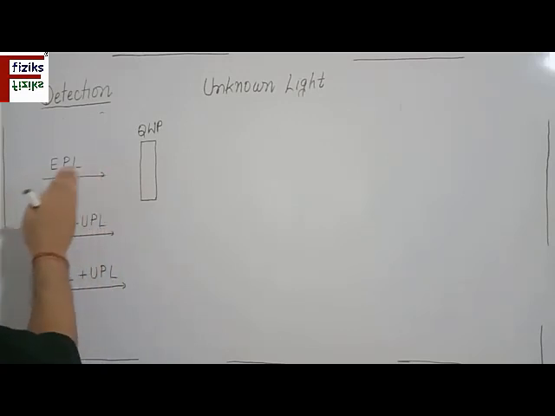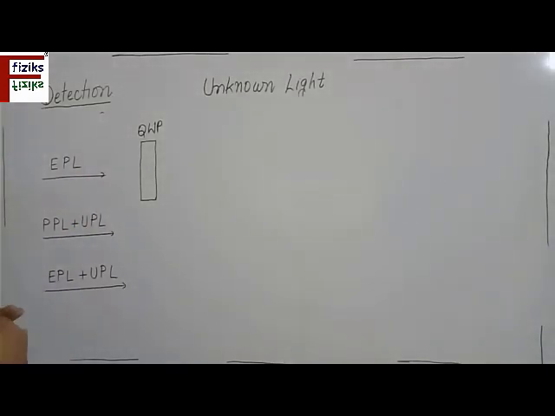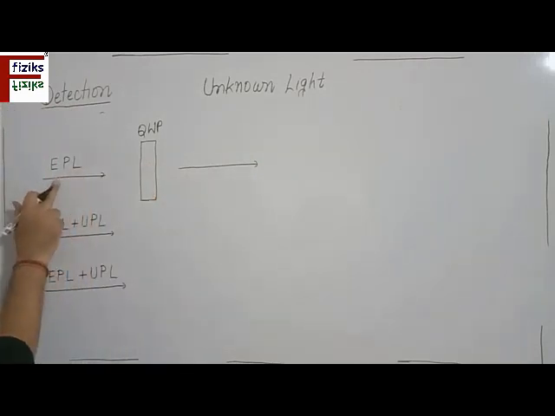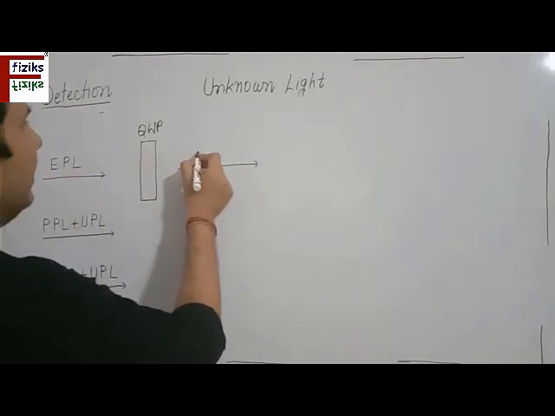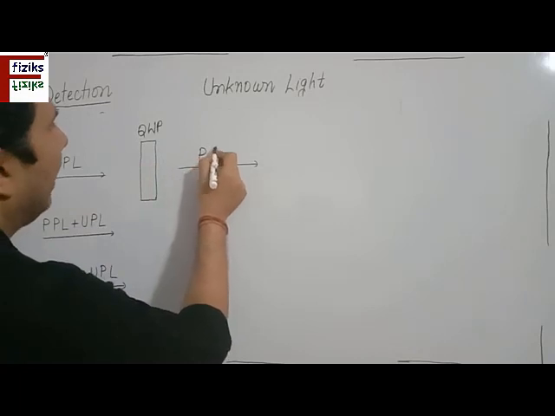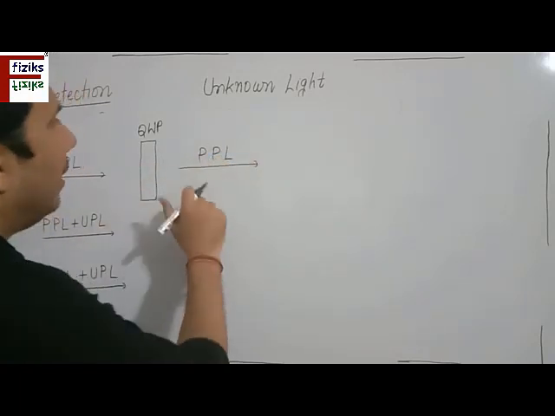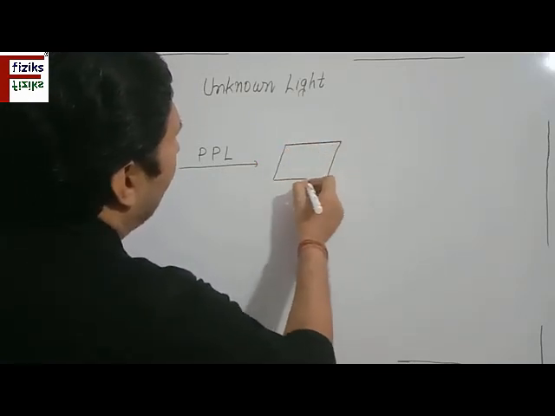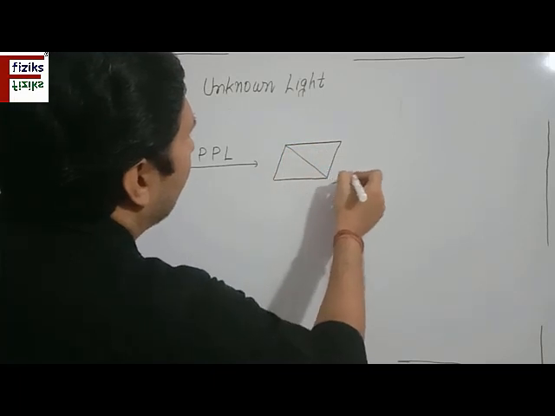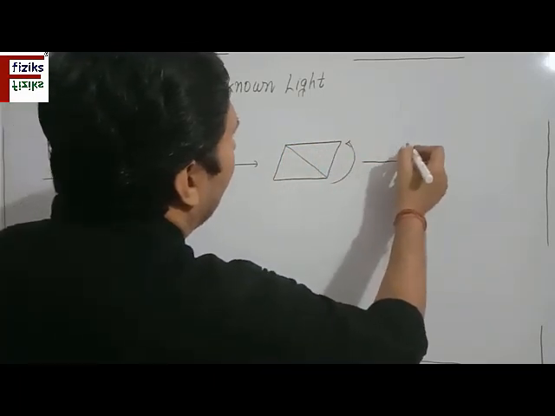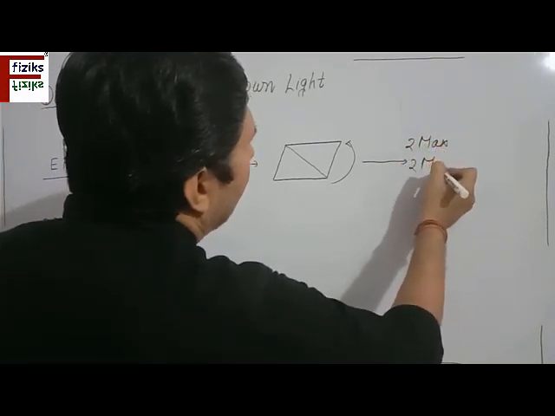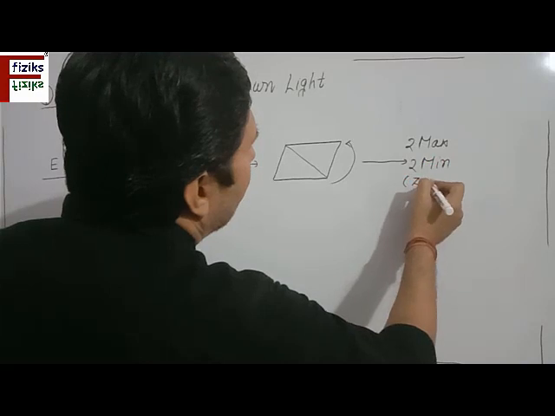If suppose the unknown light is elliptically polarized light, when this will pass through this quarter wave plate, then for this quarter wave plate, this will act as rectangular elliptically polarized light, and here on this side we will have plane polarized light. And now we can pass this plane polarized light through a rotating Nicol, and on this side we will have two intensity maxima and two minima of zero intensity.